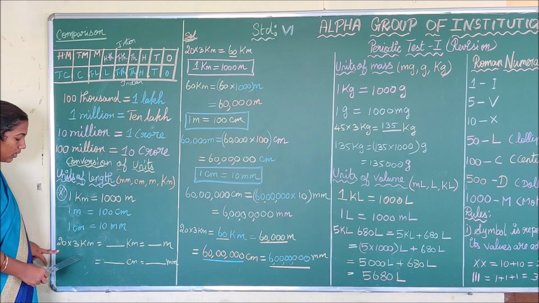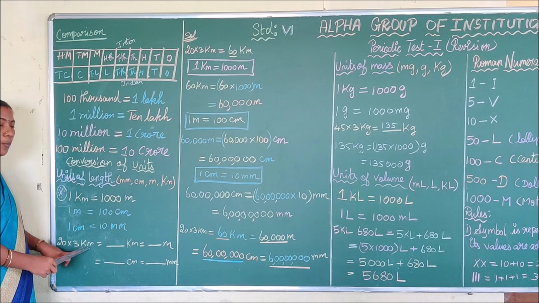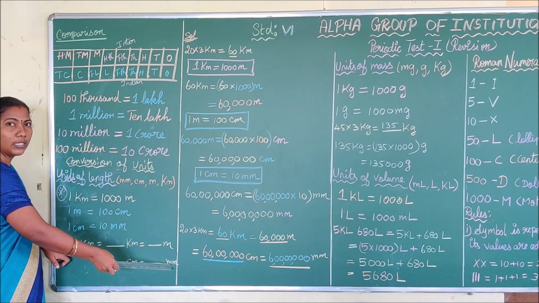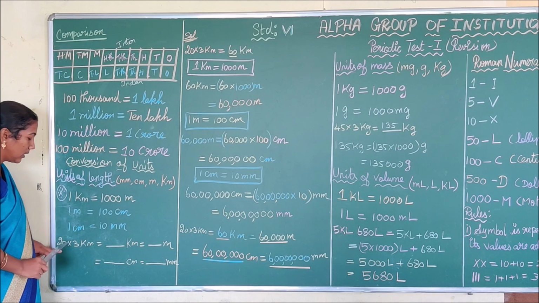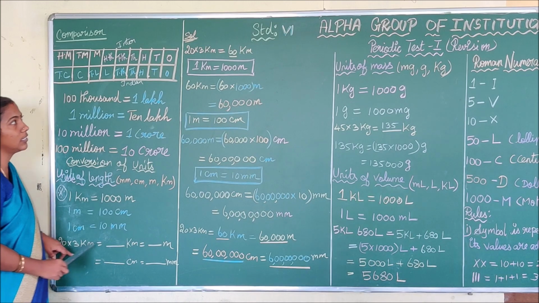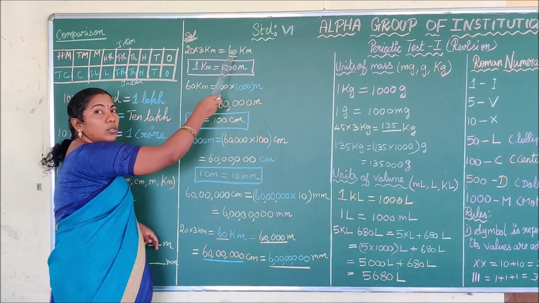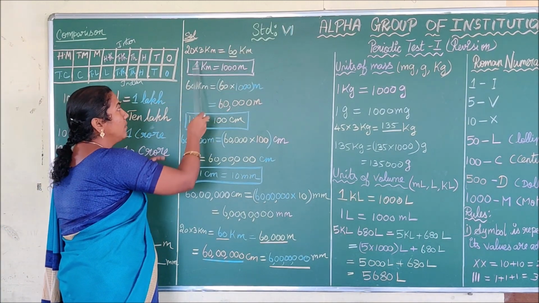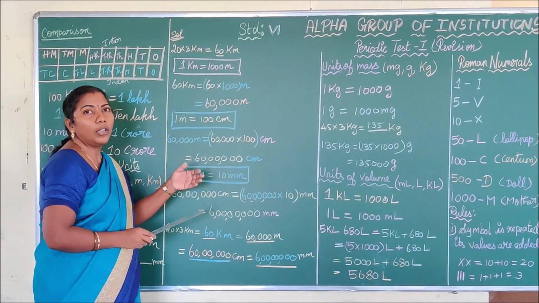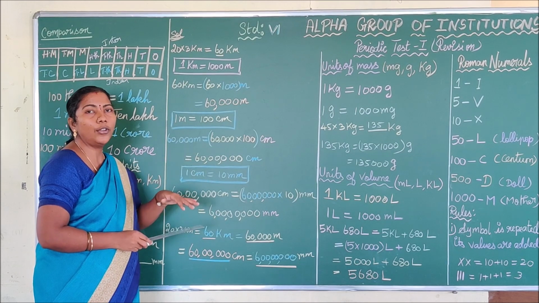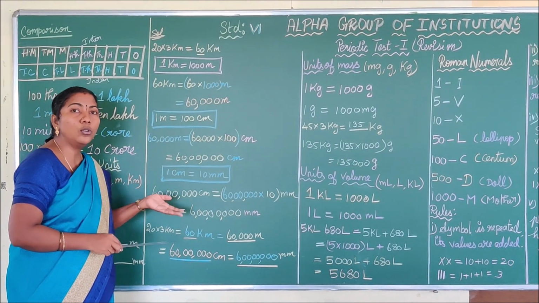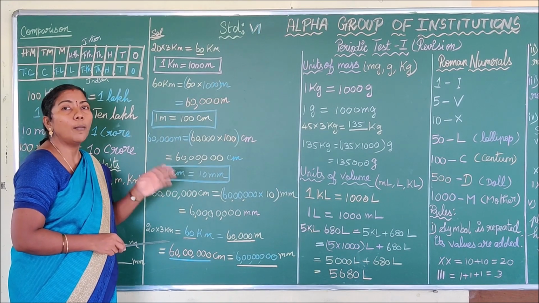Okay. See here one question. 20 into 3 kilometer. You have to convert it into meter, centimeter as well as millimeter. Okay. First we are going to multiply this. 20 into 3, what is your answer? 60. So 20 into 3 equal to 60 kilometers. Next we have to convert this kilometer into millimeter. While you are converting higher unit to lower unit, you have to multiply the value.